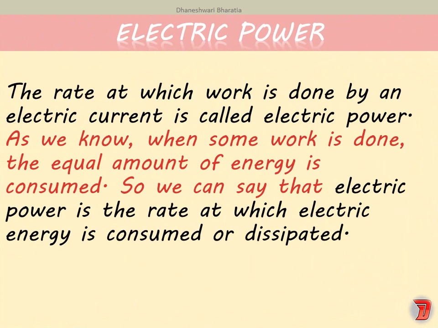Now what is electric power? The rate at which work is done by an electric current is called electric power. As we know, when some work is done, an equal amount of energy is consumed. So we can say that electric power is the rate at which electric energy is consumed or dissipated.